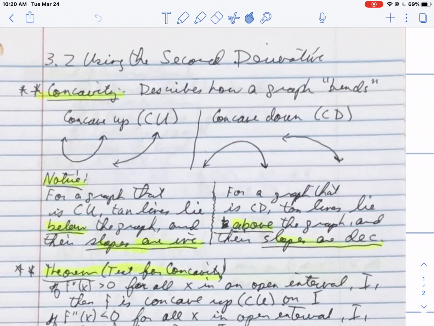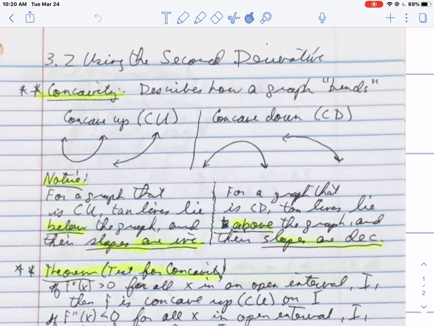All right, this is section 3.2, using the second derivative. In section 3.1, we looked at using the first derivative to give us information about the behavior of a function. We could determine where the function was increasing or decreasing, and then we could use that observation to determine where we had relative maximum or minimum values for our function over an interval.